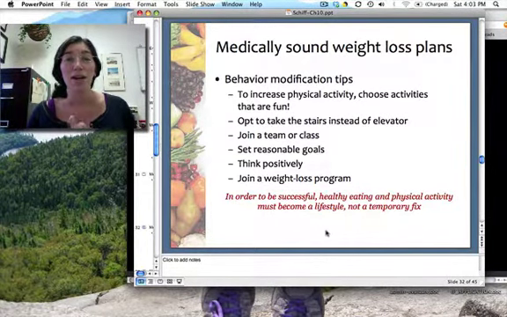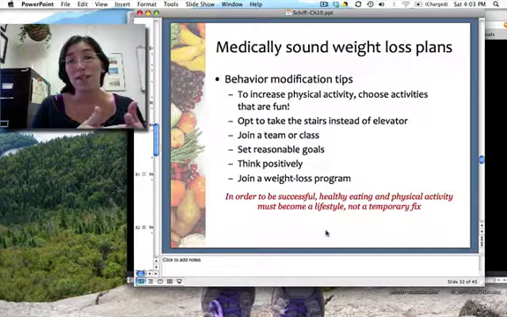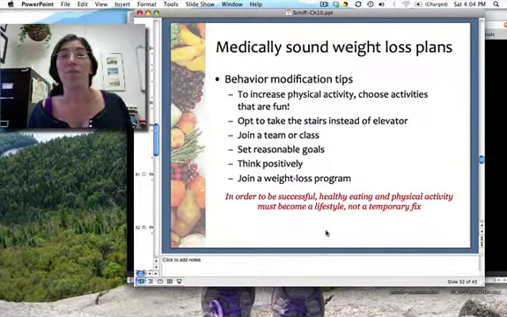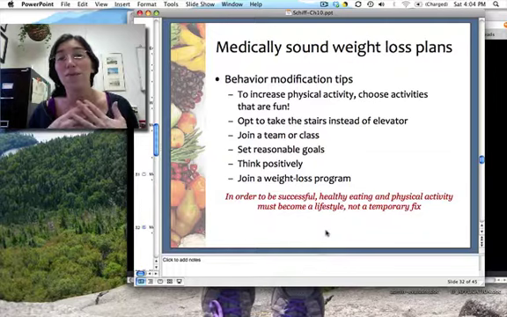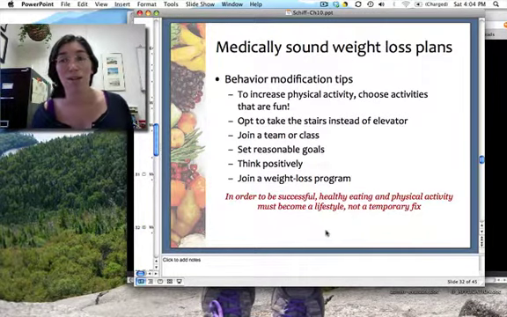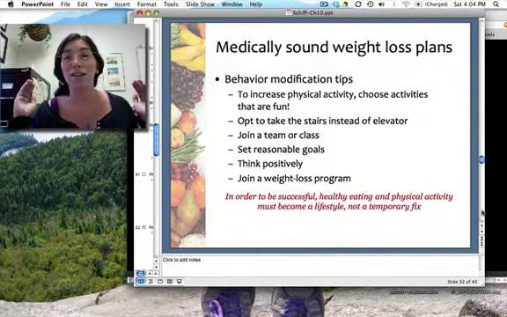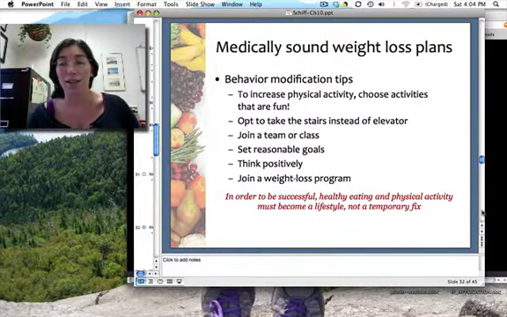So you want your healthy diet to be something that you enjoy and is healthy, that you eat that way for the rest of your life. And same thing with your physical activity. You want to find something that keeps you active and that you enjoy so that you continue to do it for the rest of your life. So eating healthy and working out should not be something that is done temporarily to change your weight. It should be done permanently to achieve and maintain your weight in a healthy range.